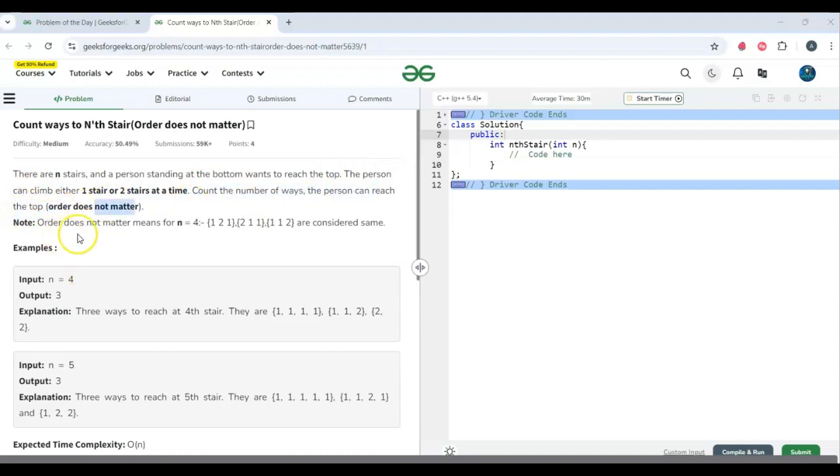Here order does not matter. It means 1 2 1, 2 1 1 and 1 1 2 in this case would be considered the same. So let's understand this question through a diagram.